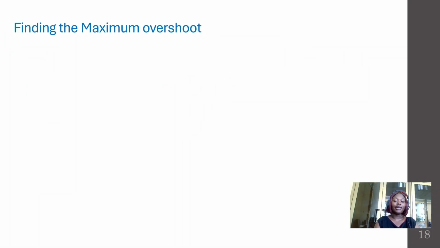My name is Zipporah Apiakubi, and at this stage, we are finding the maximum overshoot. You may ask what maximum overshoot means. In a control system, especially a second order one, when we apply a step input, the output goes beyond the steady state temporarily, and that amount of response that it goes above is known as the maximum overshoot.